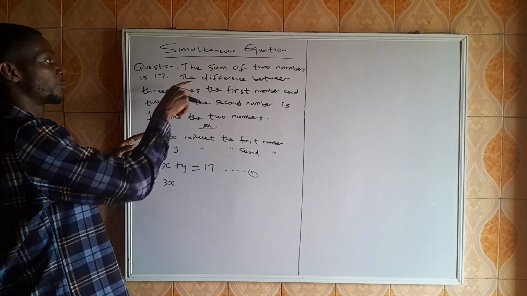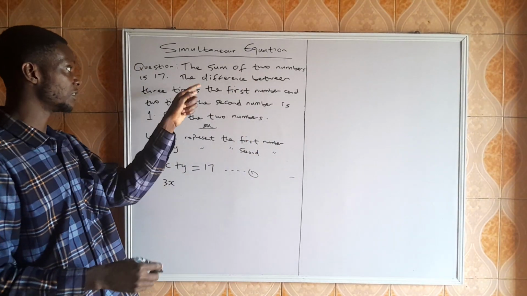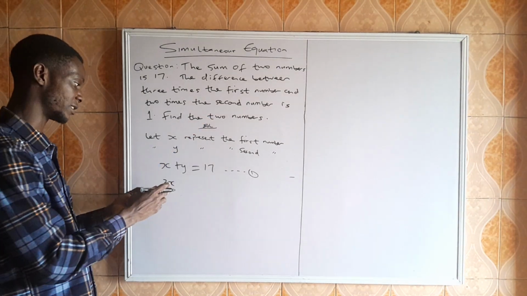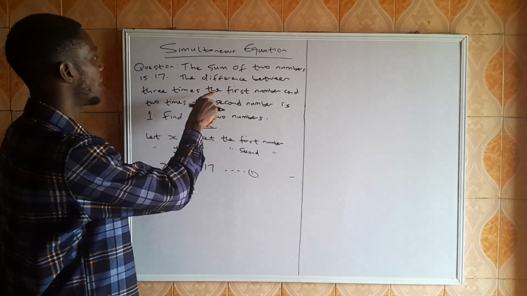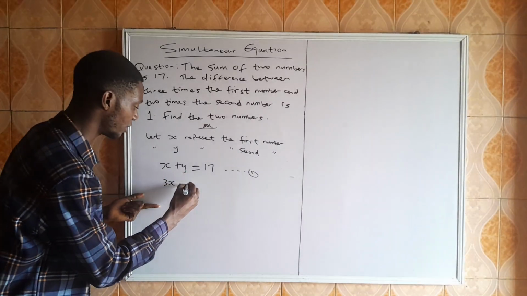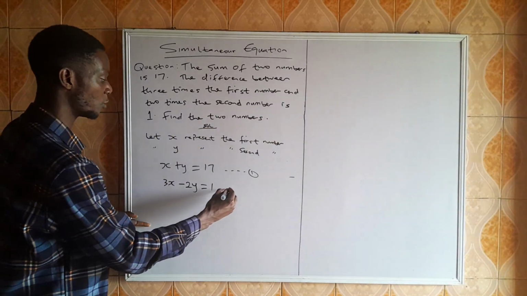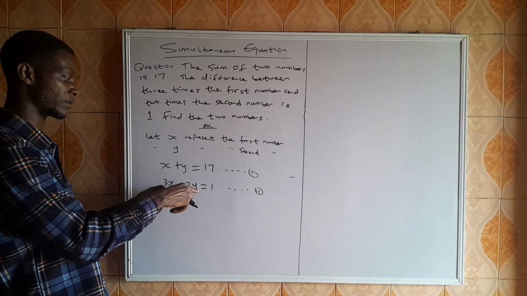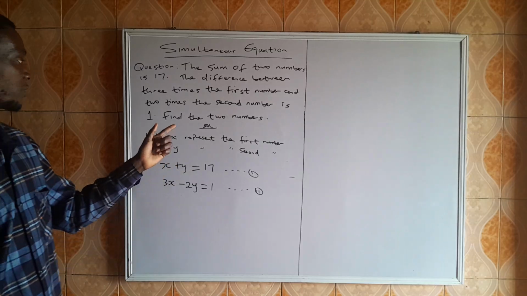Now note, the statement says the difference, which means subtraction. The difference between 3 times the first number, 3S, and 2 times the second number, 2Y, is equal to 1. So you can call this equation 2: 3 times the first number minus 2 times the second number is equal to 1.